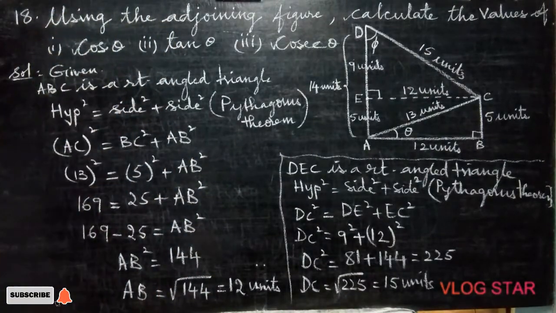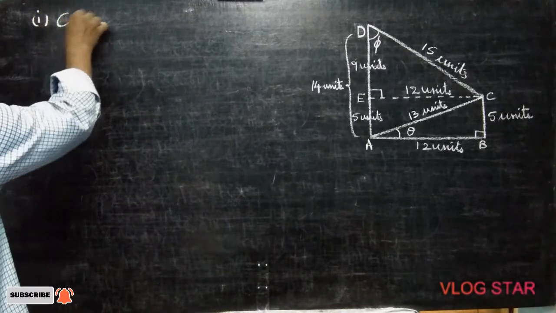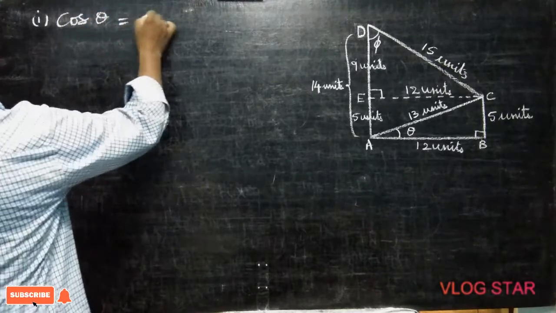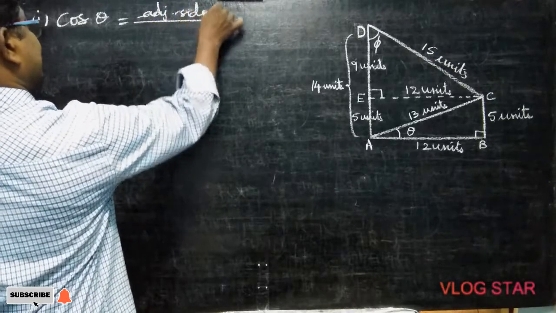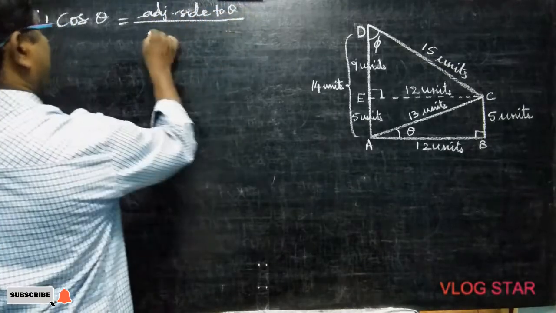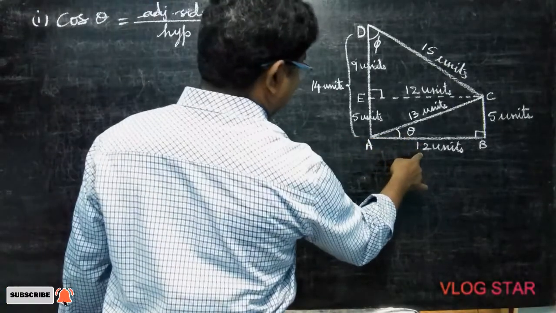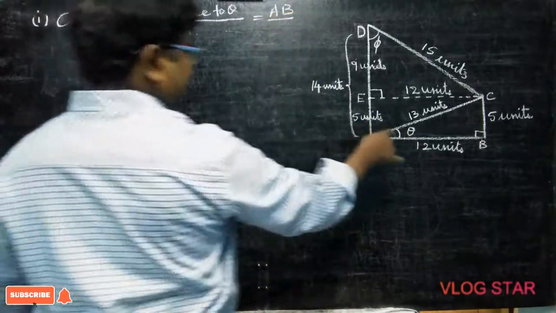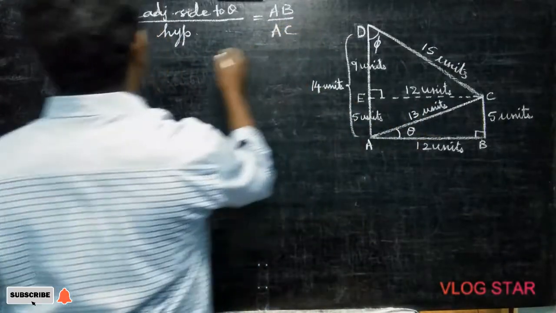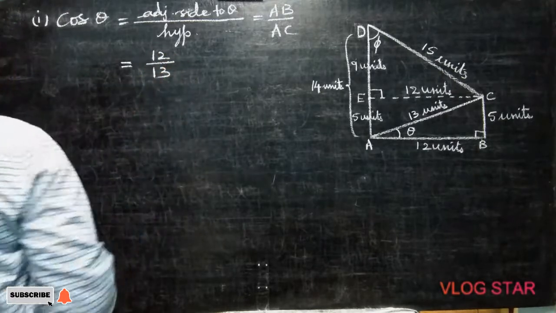Now everything is known side. Whatever they ask, we are going to write. Now they are asking first, cos theta. Cos theta means what? Adjacent side to theta by hypotenuse. So this is theta. Adjacent side is AB and hypotenuse is AC. So that is equal to 12 by 13.